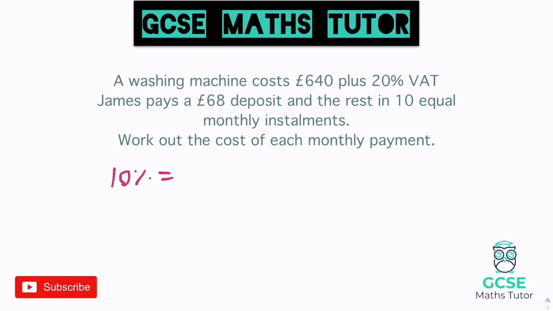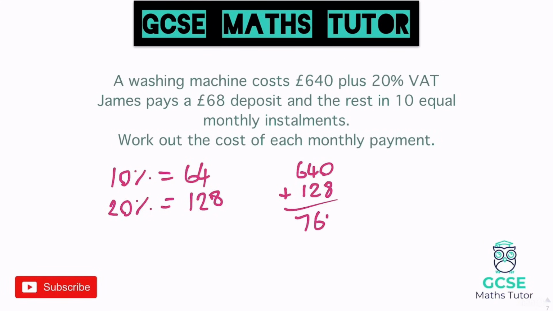So we'll work out 10%. 10% is £64. 20% will be double that. So double that is £128, so that's the extra amount he's got to pay for VAT. So if we add these together, 640, add 128, we get £768. Now it says he's going to pay a £68 deposit, so let's take that £68 off because that's what he pays right at the start, and that leaves us with £700.